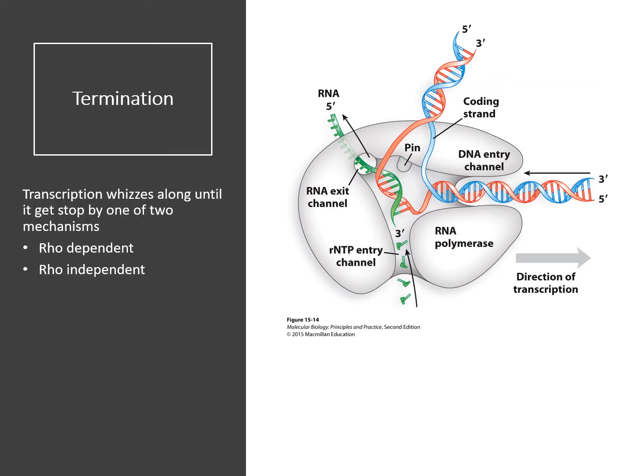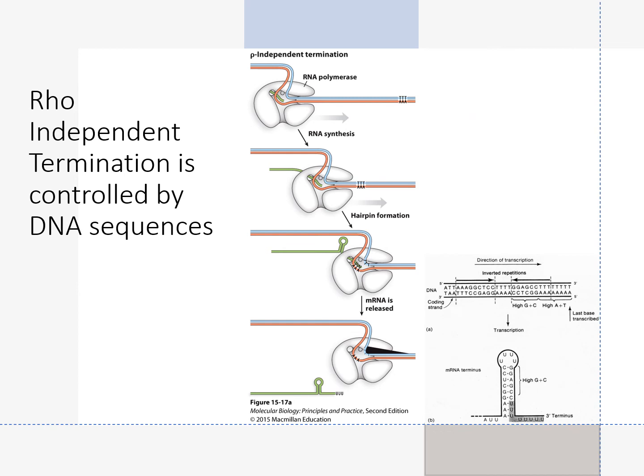Okay, so now we're going to change gears and talk about termination. There are two types of termination I'm going to talk about that happen in E. coli. One's called rho-dependent and one's called rho-independent. So once again, here is our elongation complex whizzing along, producing its RNA at the back end here. At some point, it's going to get to the end of a gene and it needs to stop. So what are the signals that tell the RNA polymerase to stop?